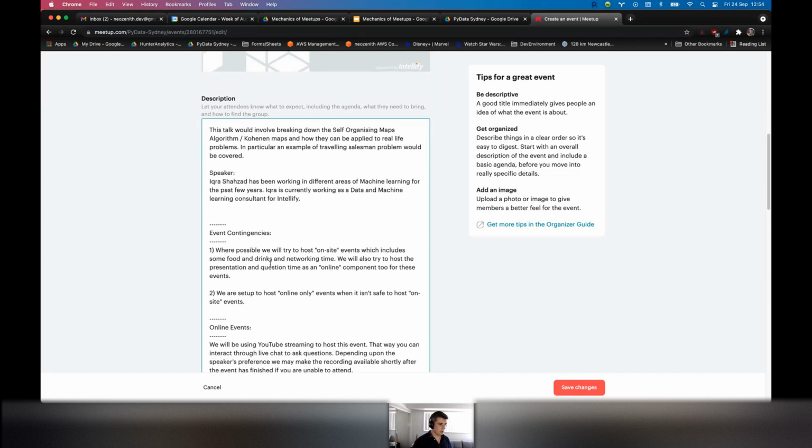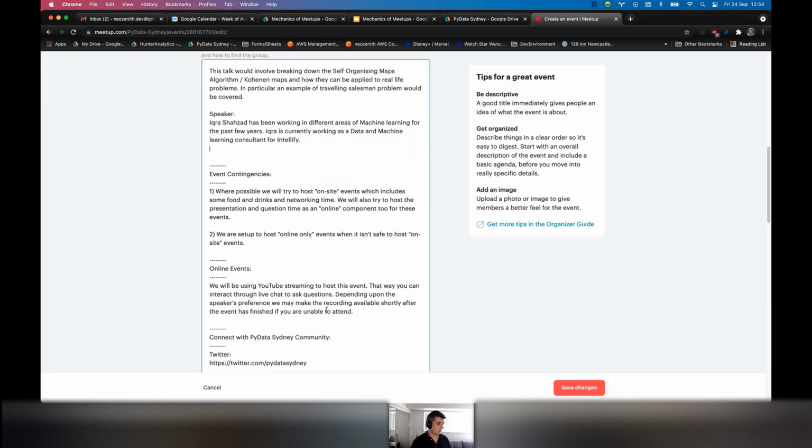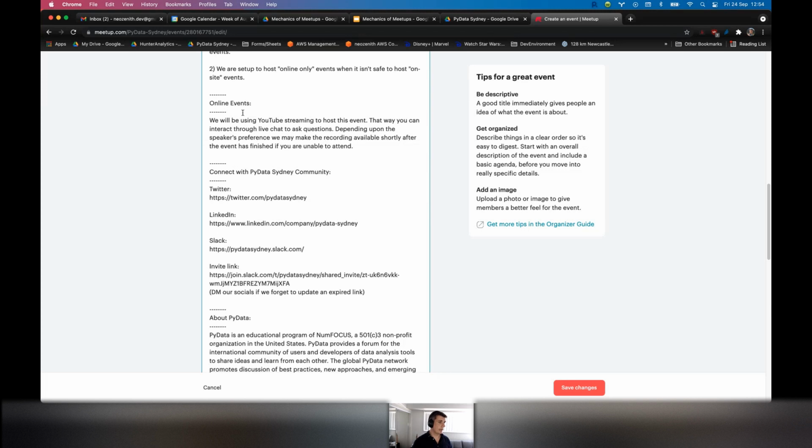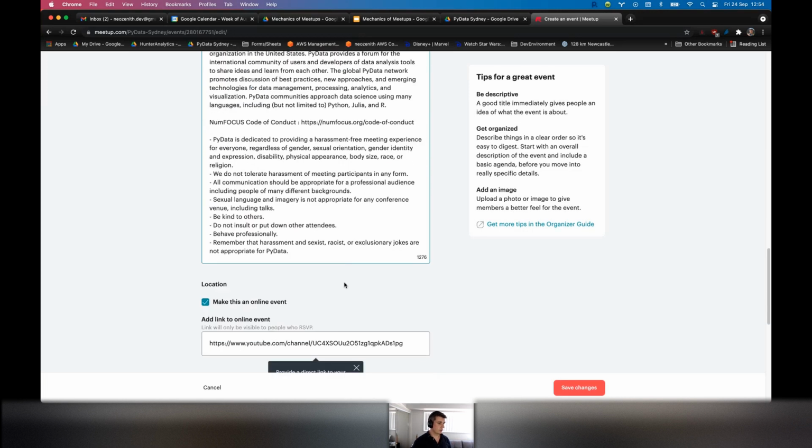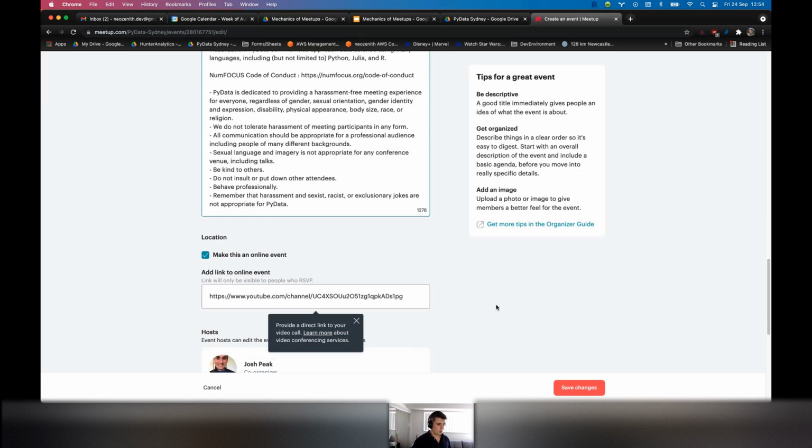Then I'm just letting people know what the event contingency is. If we are out of lockdown, we can have on-site events, but in the meantime, while there are lockdowns, it'll be online only. Again, I explain to people what happens in online events, and how they can connect to us in between via the PyData Slack, and that there is a code of conduct. Cool. So that link just goes to the YouTube channel at the moment.